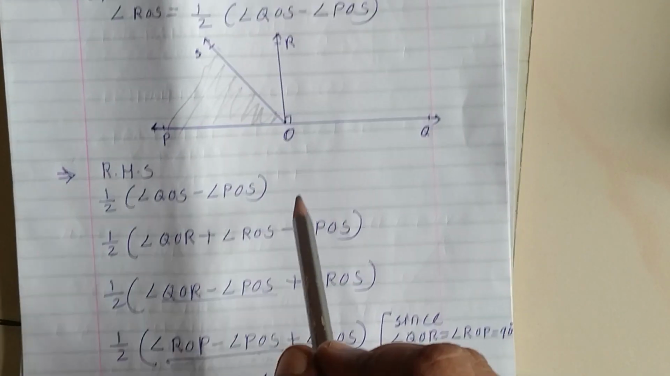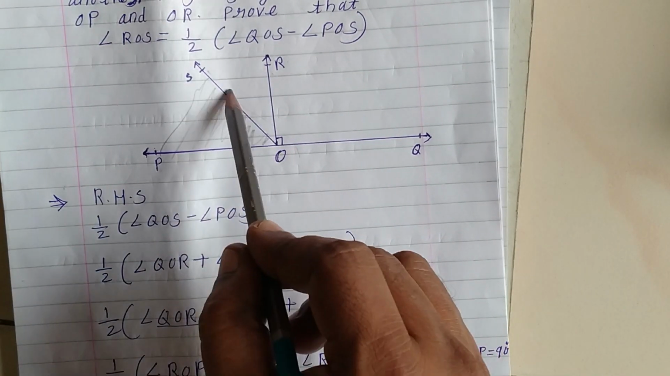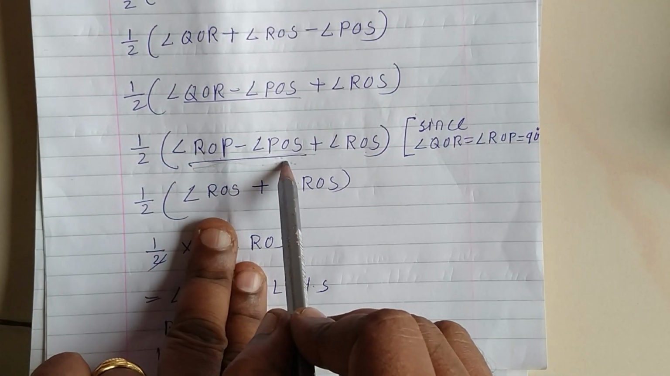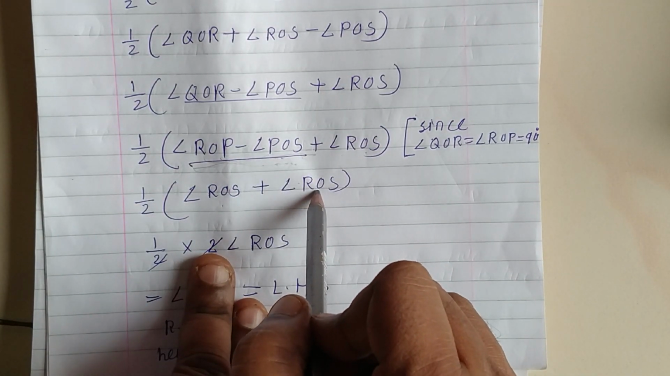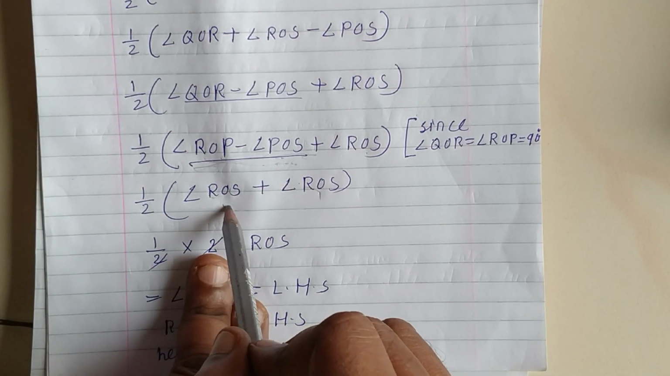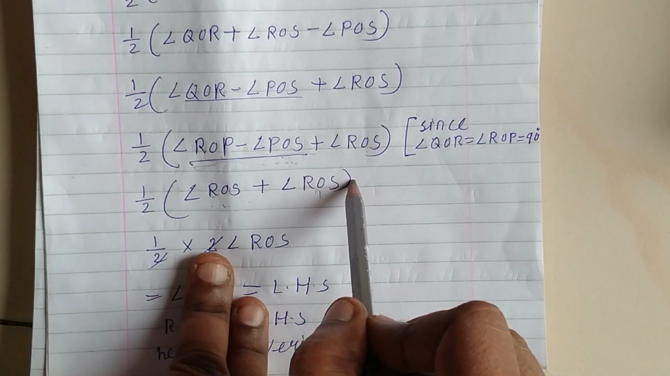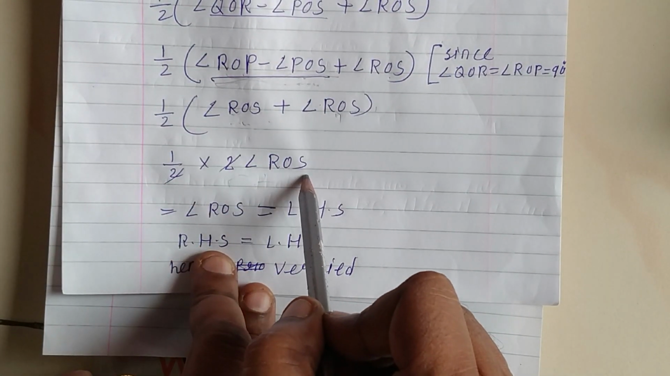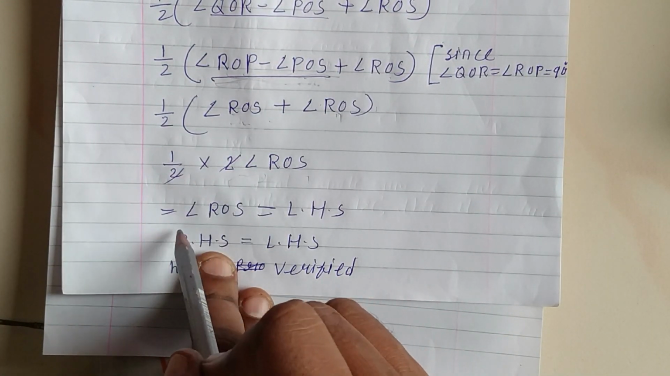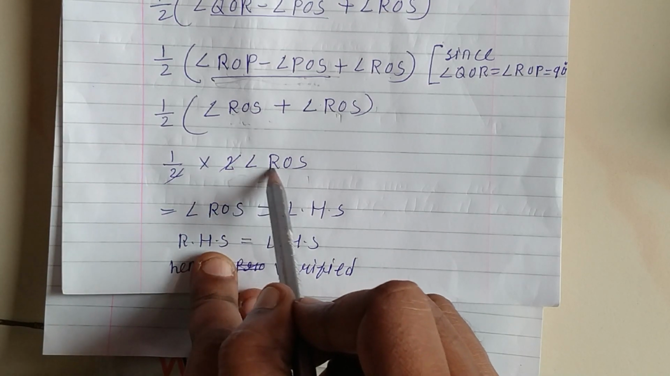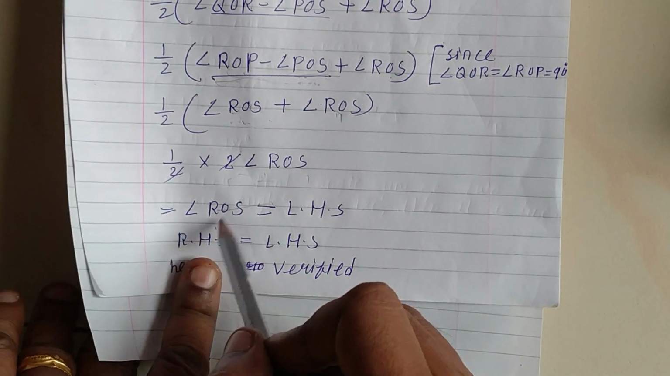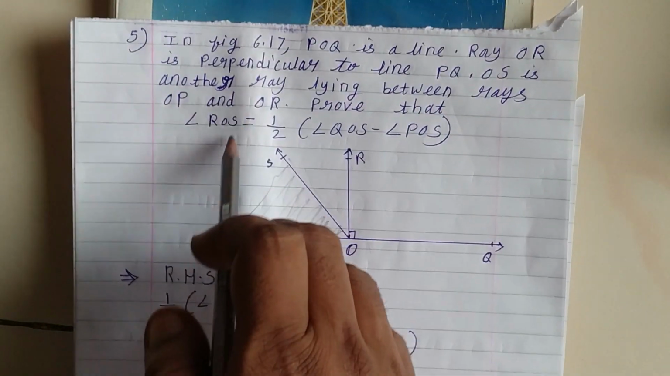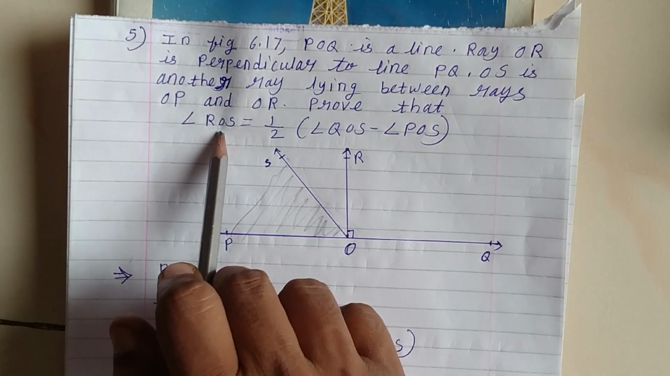Now ROP minus POS, we have already seen what the answer is. It is ROS. So angle ROP minus POS is equal to ROS, and this ROS I have written as it is. Now there are two angle ROS. Angle ROS plus angle ROS will be nothing but twice angle ROS. So this 2 and this 2 will get cancelled, and what will remain? Angle ROS. Student, we started from the right hand side. Now angle ROS we got. Now angle ROS is nothing but the left hand side of the given equation which we have to prove.